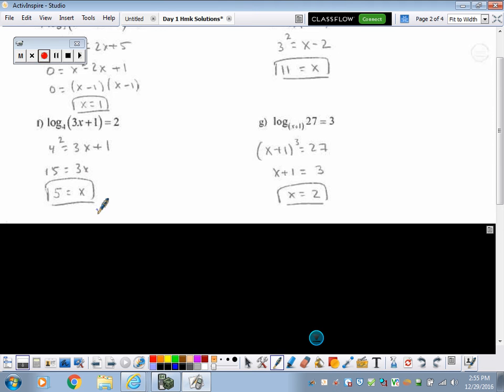Solve for x. And letter G, x plus 1 to the 3rd power is equal to 27. Make sure you take the cube root of both sides, raise both sides to the 1/3 power, subtract 1, x is equal to 2.